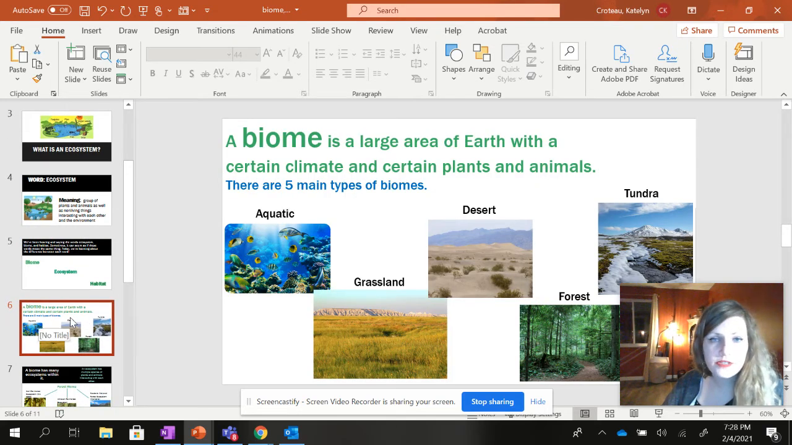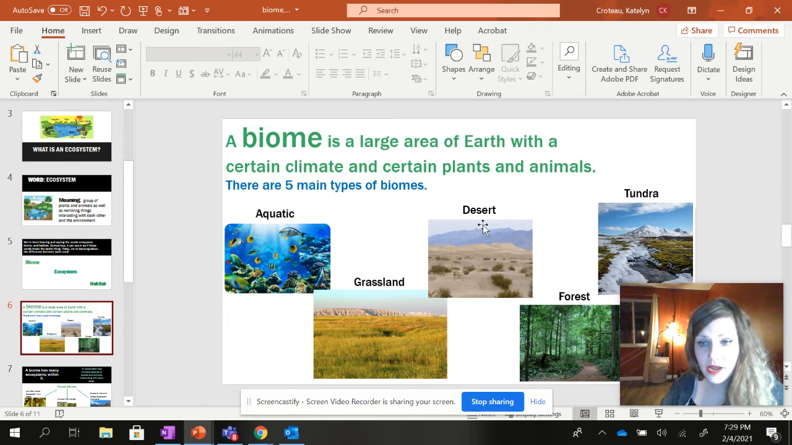So we already talked about ecosystem. What's a biome? Biome is actually probably what you're more familiar with. It's basically a large area of Earth with a certain climate, certain plants and animals. So they can kind of categorize it by the types of plants and animals that live there. It does sound very similar to ecosystem, but not exactly the same. So here's how you can kind of remember it. There are 5 main types of biomes, okay? And so you've got the aquatic biome. There's also aquatic ecosystems, I know.